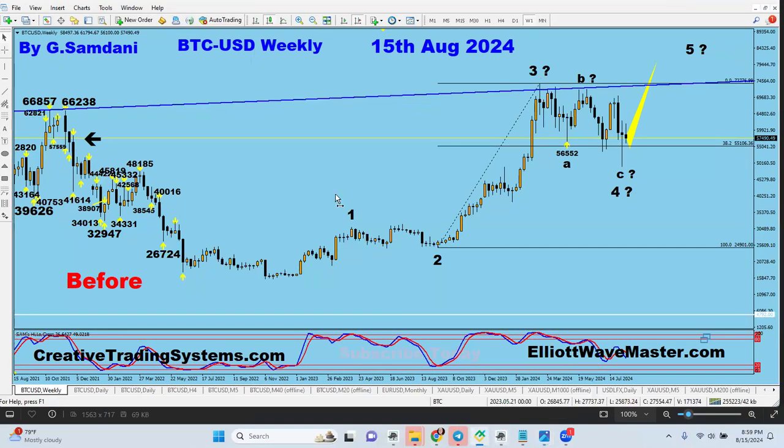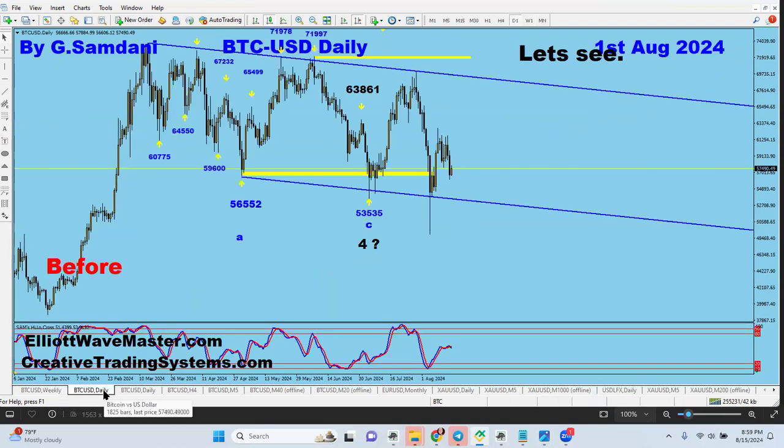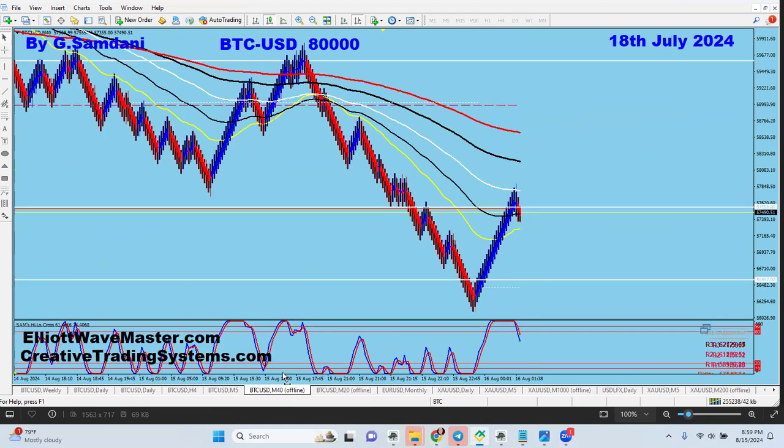This is the live chart right now for Bitcoin. Weekly chart. This is what's happening on the daily chart. This is another version, but this is the one that I just made, right? And this is my 40-minute chart.